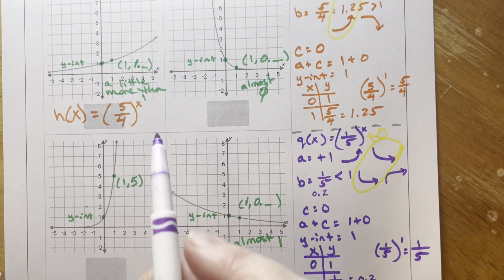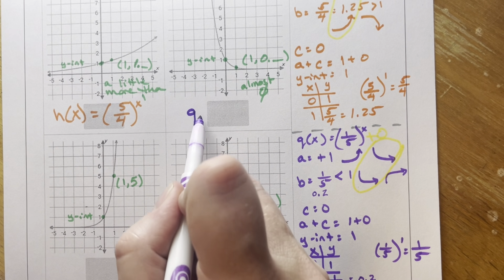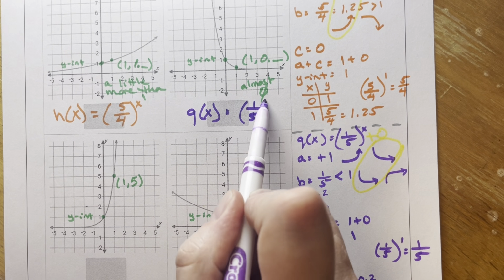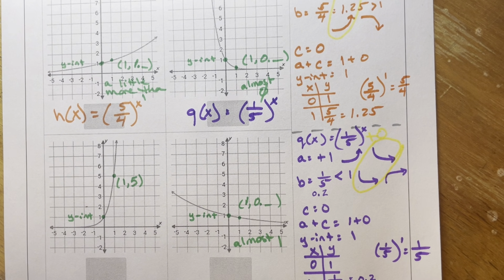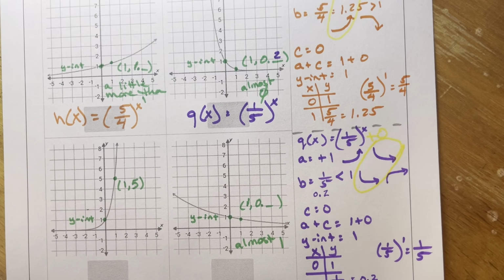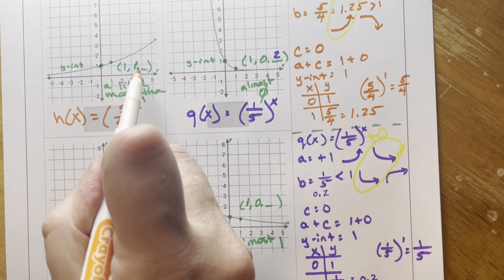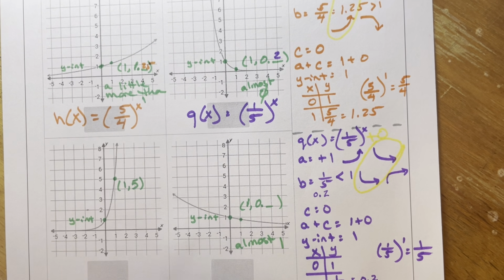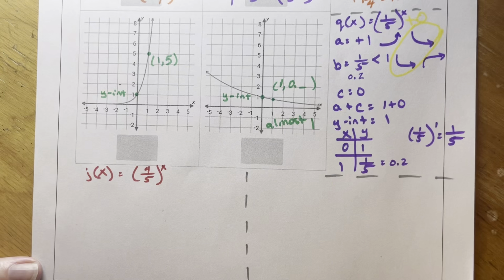So almost 0, there that is, up here at the top, that is my descriptor right there, almost 0. And so that means I've got q of x is equal to the quantity of 1/5 to the x power. And we can even fill in the blank of, hey, that was a 0.2. And while we're at it, we can go back and fix this of 1.25. There you go. All right, let's look at j of x, which is the quantity of 4/5 to the x power. Let's see what that does.